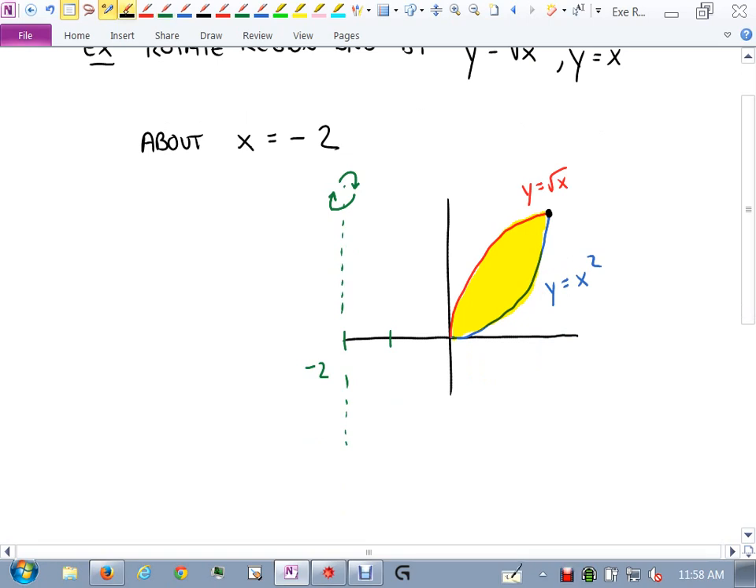All right, so when you're doing this, you look at it and you say, all right, could you use washers? Your rectangle would be horizontal, right? And then you would have an outer radius and an inner radius, right? The outer radius would be controlled by the blue function. The inner radius would be controlled by the red one. And that means, since you're sideways like that, you would have to solve both of these for x in terms of y. So it could be done with washers, couldn't it? But could we also do it with cylindrical shells? Yes. And that way we get to leave our rectangle vertical like this, right?